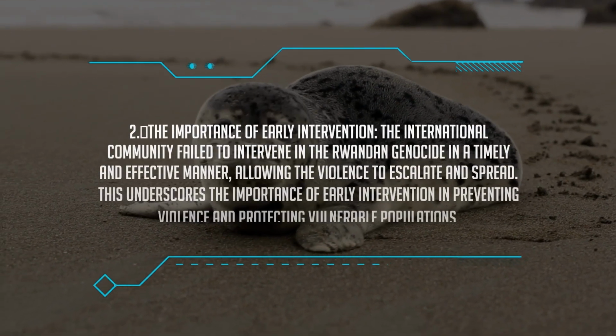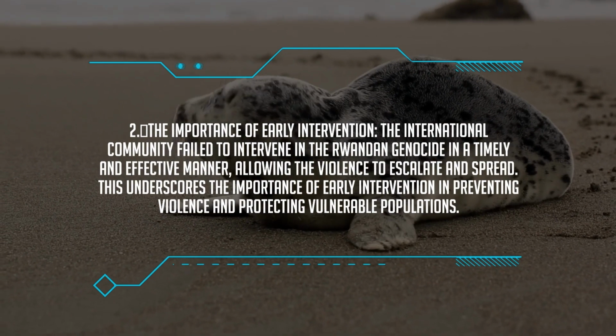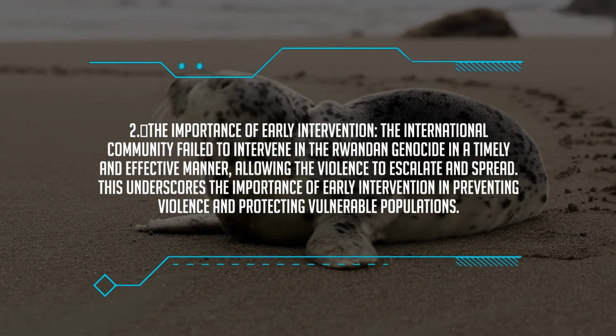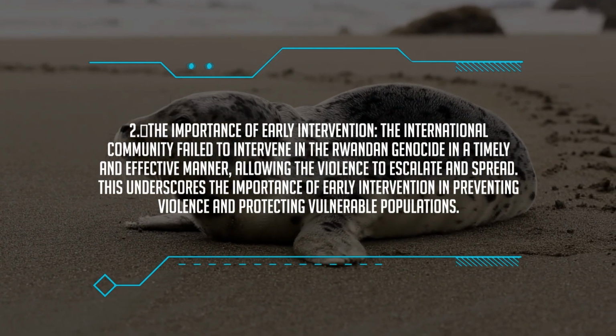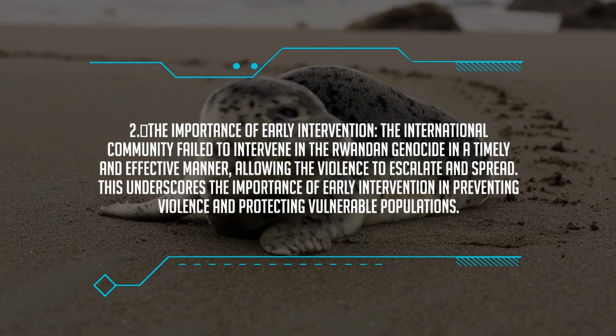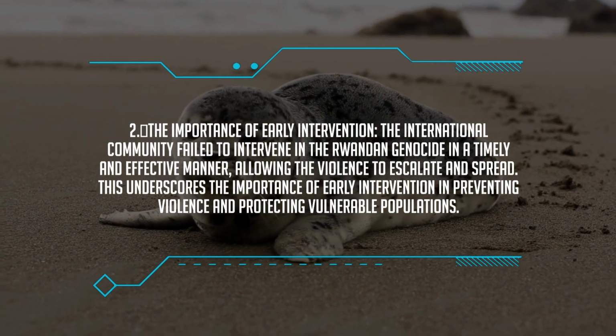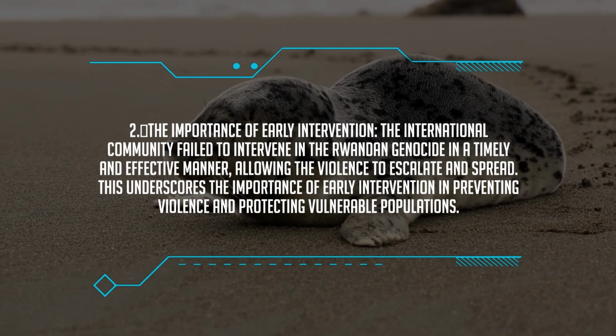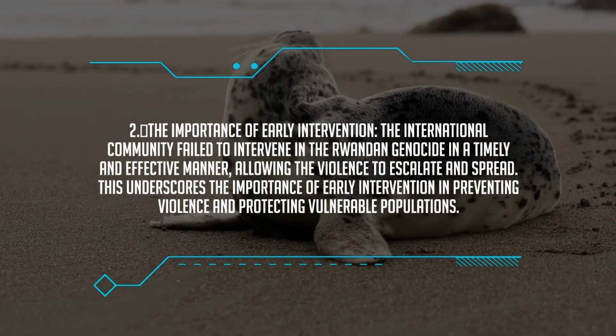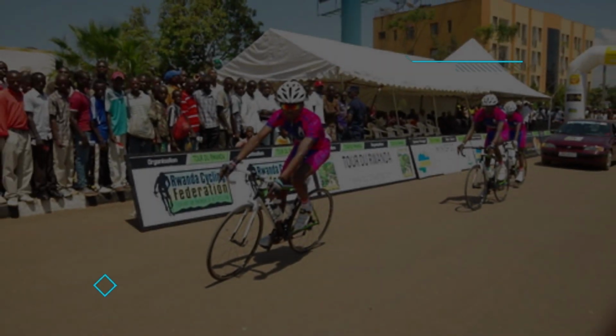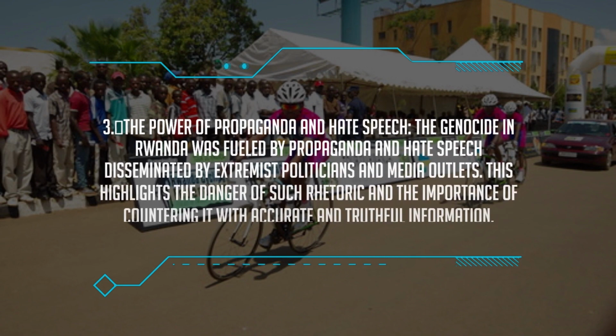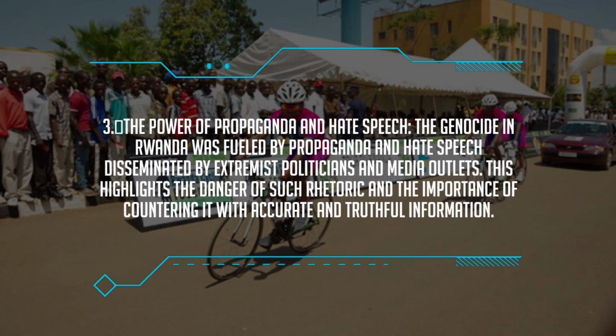2. The importance of early intervention. The international community failed to intervene in the Rwandan genocide in a timely and effective manner, allowing the violence to escalate and spread. This underscores the importance of early intervention in preventing violence and protecting vulnerable populations. 3. The power of propaganda and hate speech.